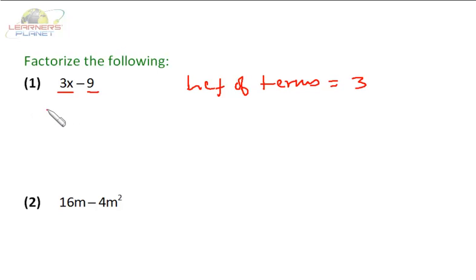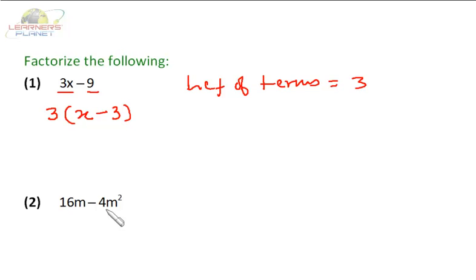Now take 3 as common from both the terms, that is HCF as common. Put a bracket. Now divide this 3x by this 3, we'll be getting x. Minus, then divide this 9 by this 3, we'll be getting 3. So this is the factorization of 3x minus 9. That means 3x minus 9 can be written as 3 into x minus 3. Okay. So it's very simple. You have to take HCF as common. Then individual terms should be divided by HCF and you will be getting your answer. And if you don't know the division of polynomials, then you must attend the session of division of polynomials for your better clarity.